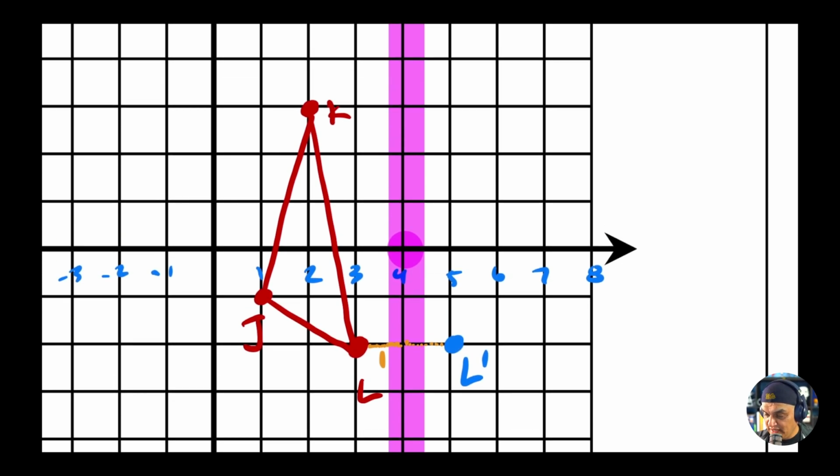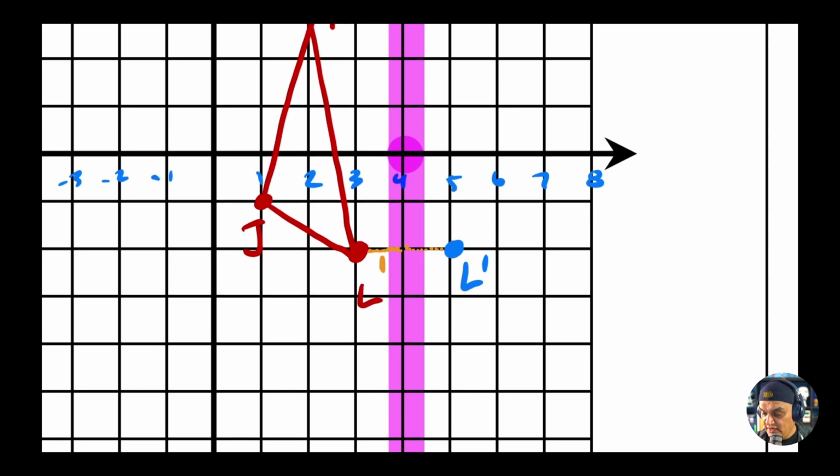Let's do the same thing with K. K is 1, 2 units from the line of reflection. So I'm going to go 2 units in the opposite direction on the line. 1, 2, go 2 units this way. And that's my new K, which I call K prime.